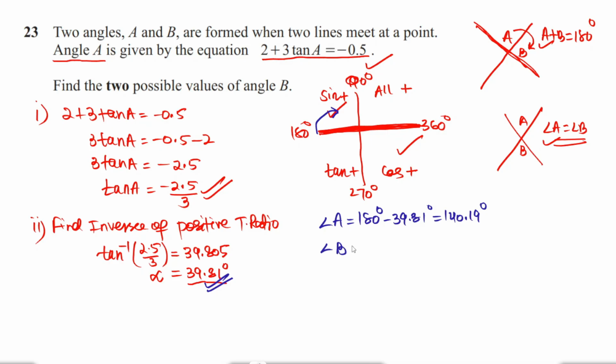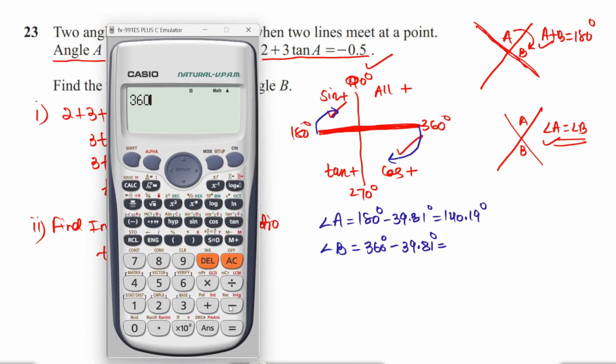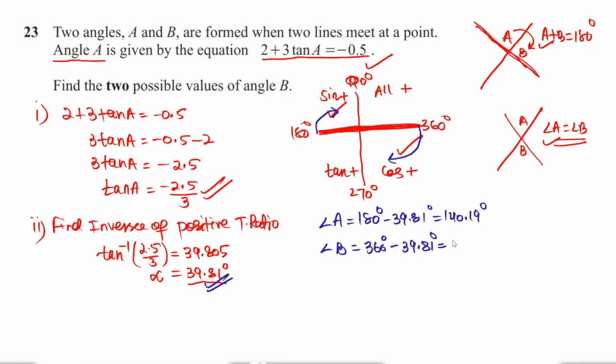And the other angle could be, because tan is negative in the fourth quadrant, so we have to go like this. So 360 minus something, minus 39.81. So 360 minus 39.81, and we got here 320.19 degrees. So this is, sorry, angle A itself. So here we got both the possible values of angle A.